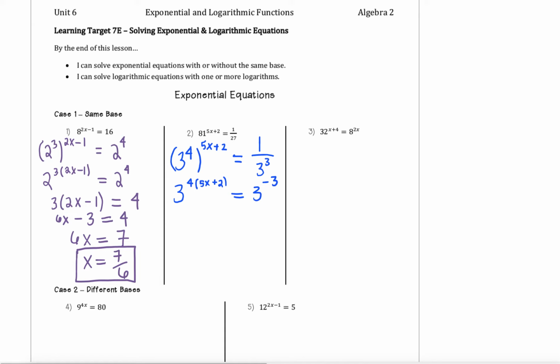Now from here, we have the same base on both sides, so we can go ahead and set the exponents equal and solve for x. Why don't you guys pause the video and complete this on your own.